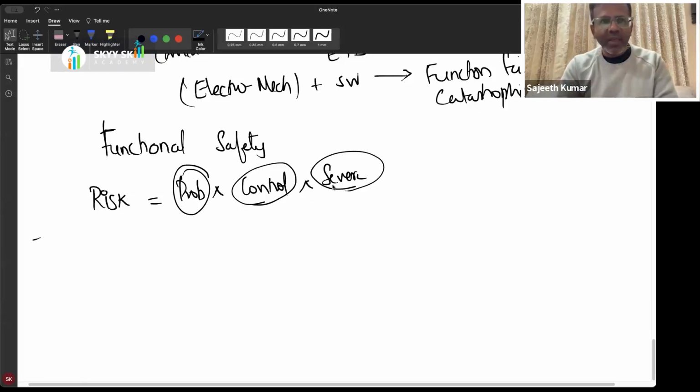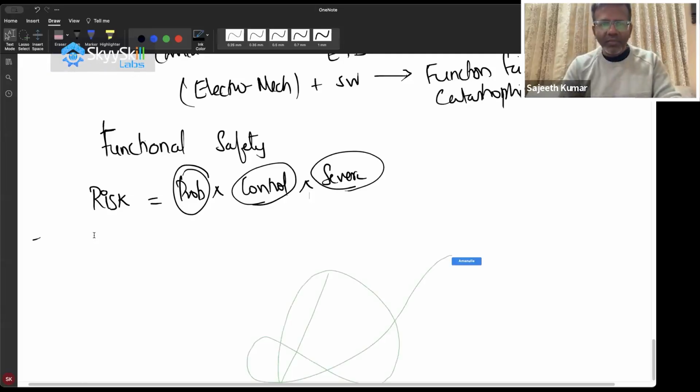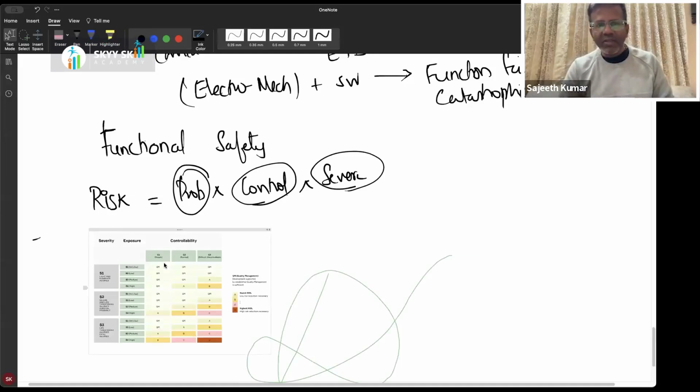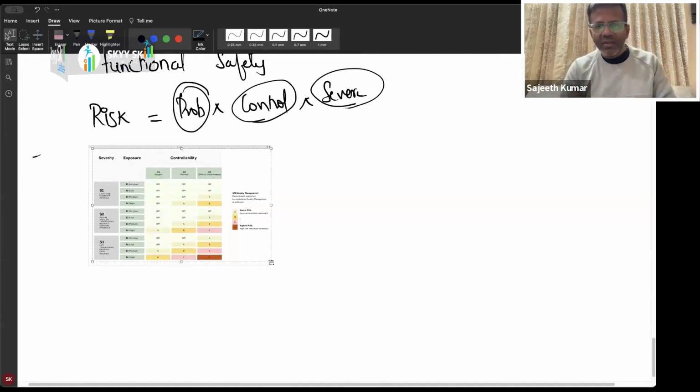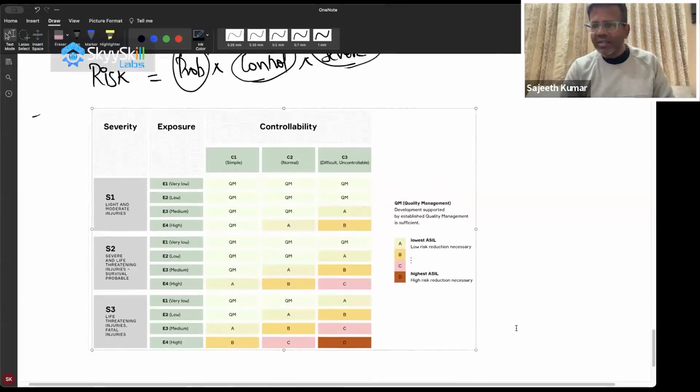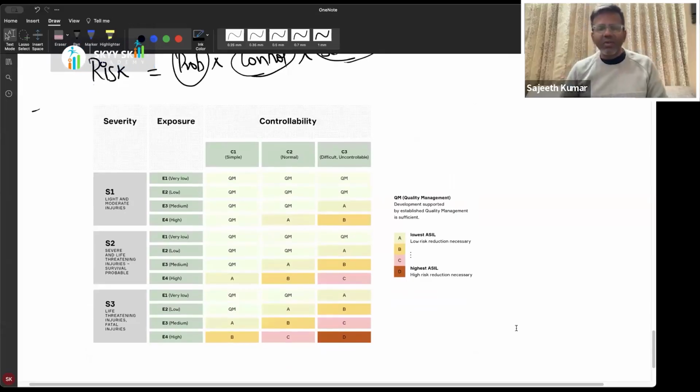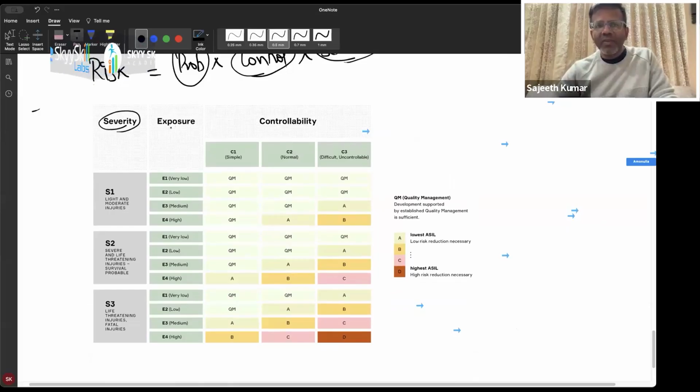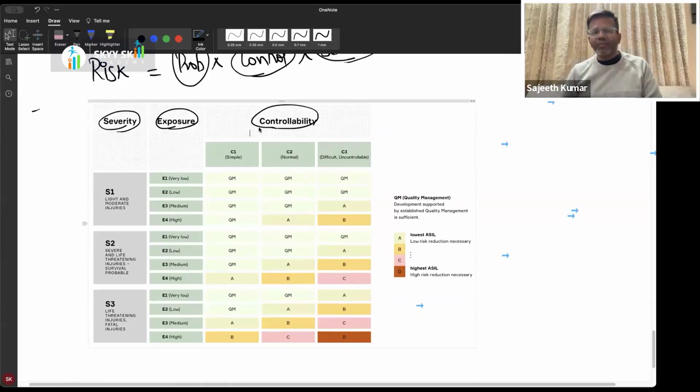So I'm just going to paste a picture here. So this we call functional safety analysis, right? This is called the ASIL chart, which stands for Automotive Safety Integration Level, something like that. I don't remember the expansion. So the first one is severity, exposure is probability, and this is controllability.